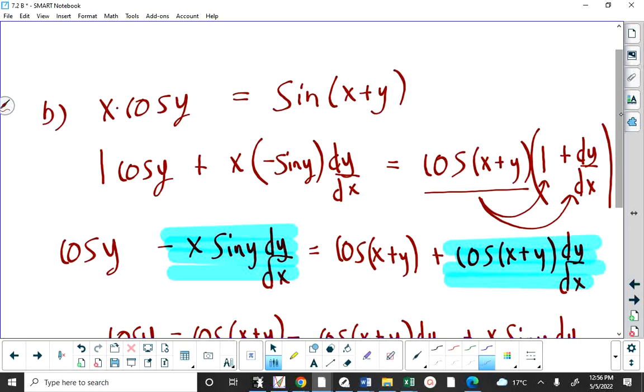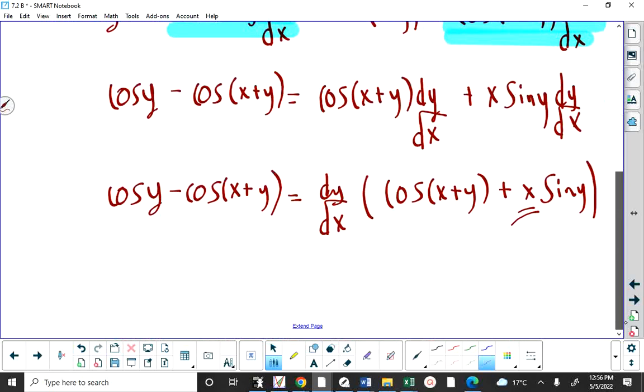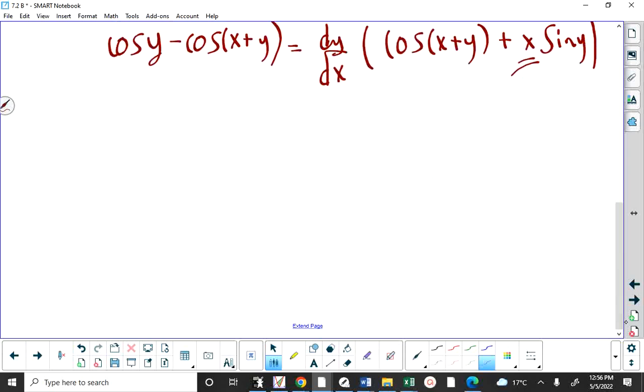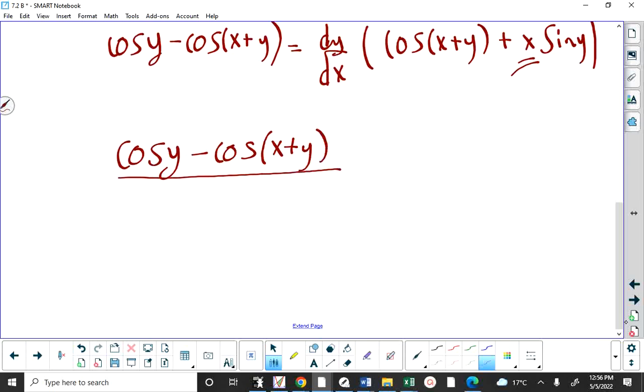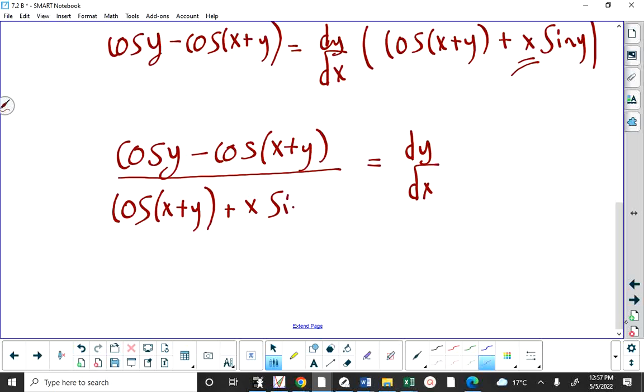I'm wrong. There is no x there. So now all that remains here, Farhan, is to divide the left-hand side, which is cosine of y minus cosine of x plus y, over what dy dx is being multiplied by on the right-hand side, which would be cosine of x plus y plus x sine y. We're okay with that? Okay. We're going to move on now.